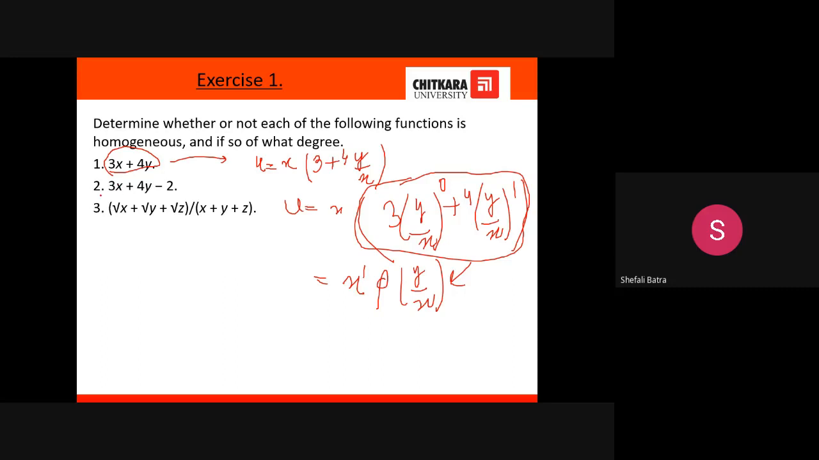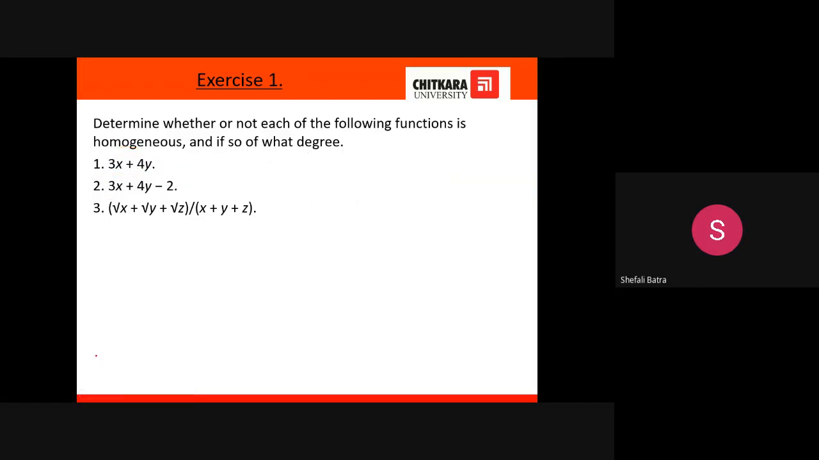Tell me, for this second question, whether it is homogeneous or not. No, ma'am. Why not? Because the degree for x and y will be 1 and the constant has degree 0. Yes, it is the basic definition, right? Let us try another one.